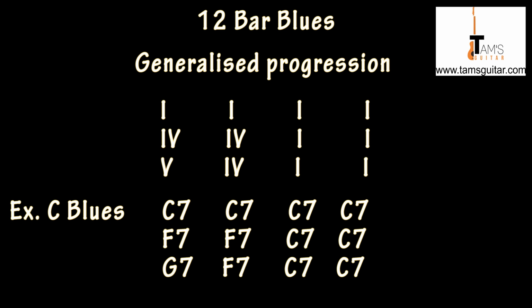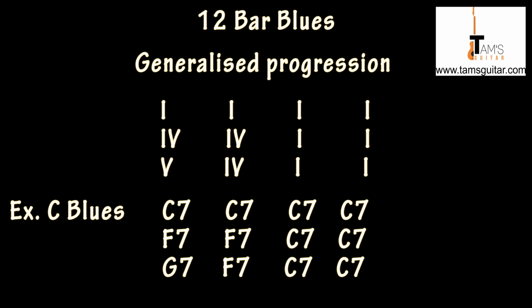Alright, and then comes 4, 4. That means for 2 bars you are going to play 4. So if you are in C, then 4 is F. So 2 bars F, then again 2 bars 1, that is C, then 1 bar 5 chord, that is G, and 1 bar 4 chord F, and then 2 bars 1 chord, that is C. So this is the basic idea behind 12 bar blues.